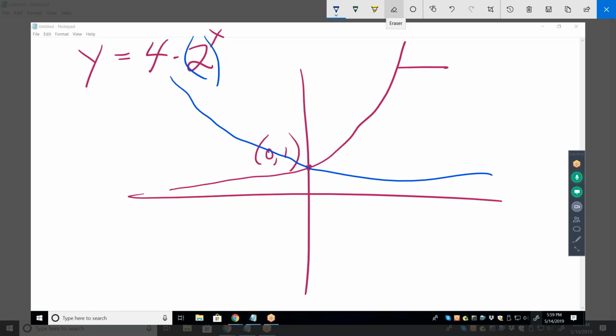I wish there was an undo. I'll bet that's an undo. Oh, it is. Good thing I discovered that.